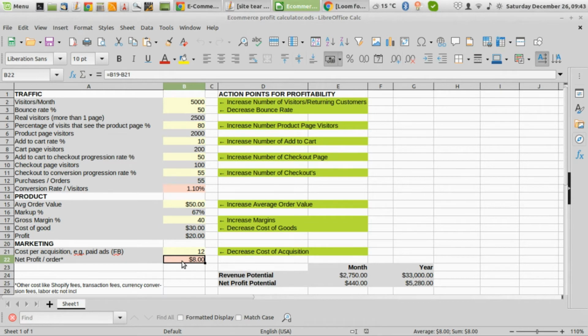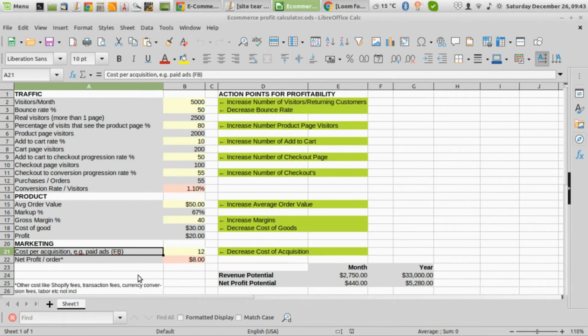And if I then go back to the 55 orders that I have, and I have a net profit of $8, that will give me an overall revenue of $2,750 per month and a very measly net profit of $440 per month. Now, keep in mind, this is only the cost per acquisition for marketing related costs.